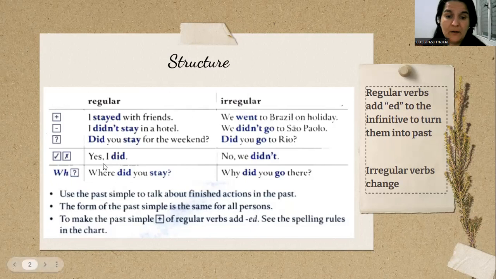What happens with the questions? The same as we use did, auxiliary, we don't use the verb in past. Did you stay for the weekend? Did you go to Rio?